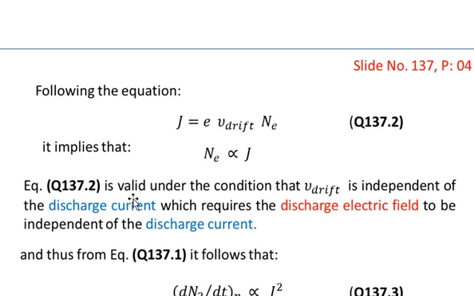So this equation number 2 is valid under the condition that V drift is independent of the discharge current. In writing equation number 2, we are assuming that V drift is not influenced by the current density, which requires the discharge electric field to be independent of the discharge current. On the same basis, we can say that the discharge electric field will be independent of the discharge current J.